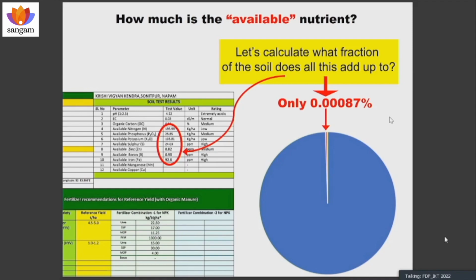So I said, I want to know what the rest of my 99.99913% is. They said, we don't know how to test that. Then I said, who knows? Then they said, the mines and geology department might know how to do that. I said, okay, go to the mines and geology department, and I want the analysis of my entire soil, 100% of my soil, not that little sliver that comes up in the soil test report.